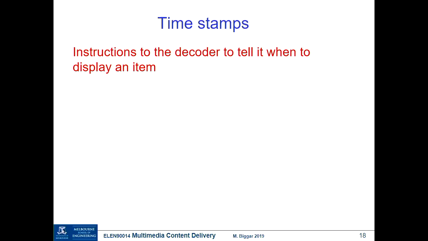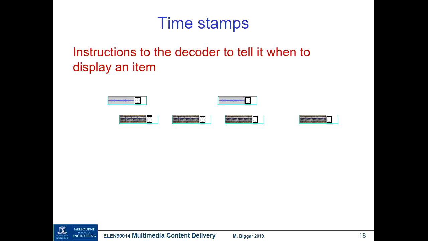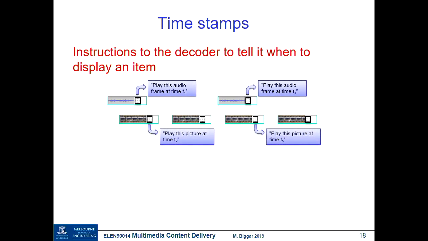So the timestamps are instructions to the decoder to tell it when to display an item. The idea is that each little packet of audio or video data, let's stick with the media examples, includes a timestamp, and the timestamp says that this piece of audio, or the start of the first byte described by this piece of audio, needs to be played out at time t1, or this picture needs to be played out at time t2, and so on. That's a great way to synchronize our audio and video, and to make sure all of our events are in sync, provided we know what the right time is, of course.